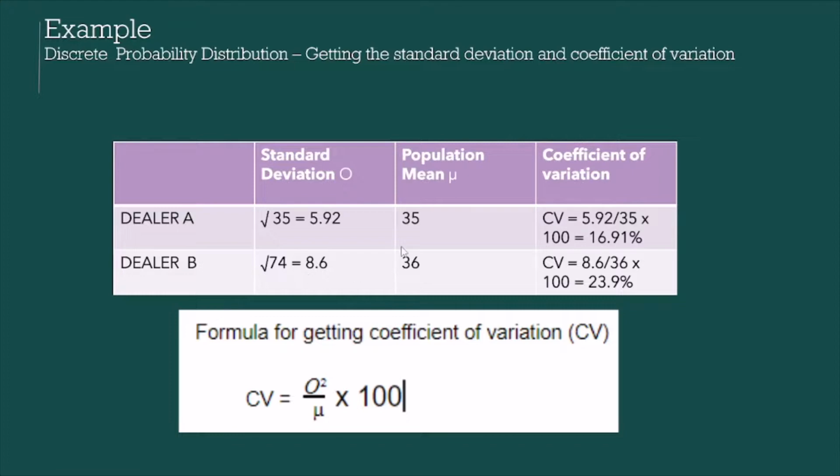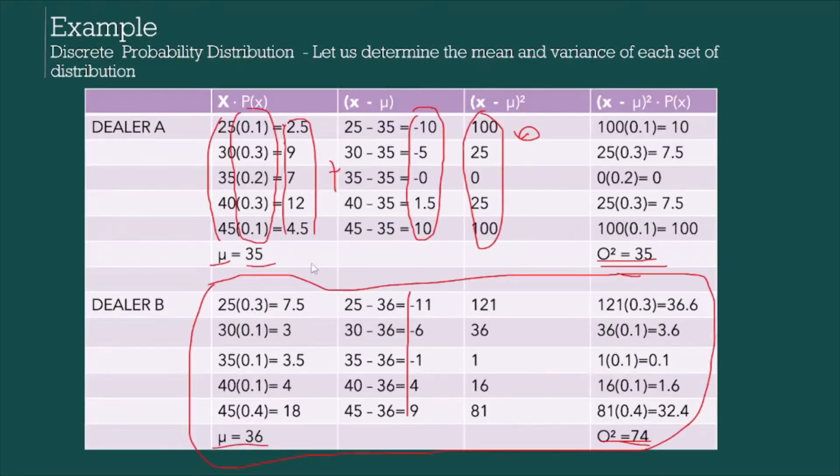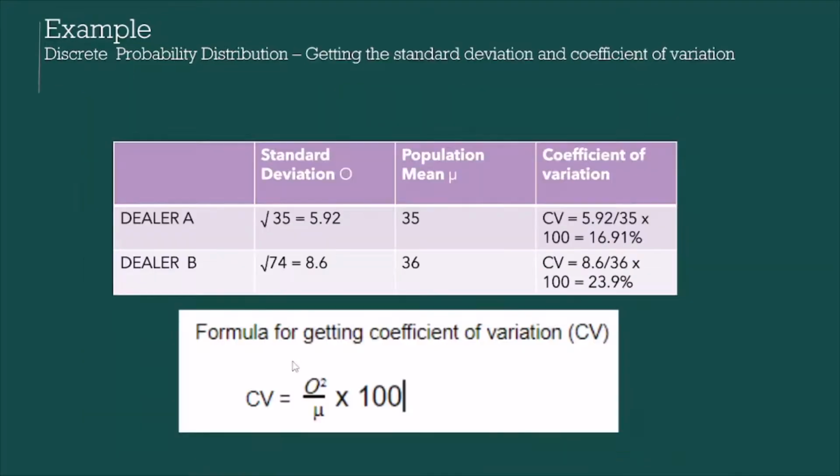And now we're gonna get our population mean. Our population mean in dealer A is 35. And our population mean in dealer B is 36. Sorry.